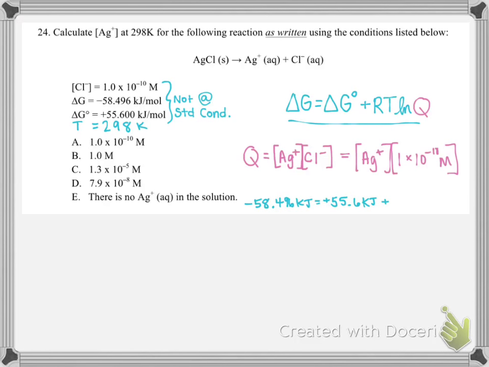plus R, so I need to put the R in kilojoules, so it's going to be 0.008314 kilojoules per mole Kelvin. Times temperature, which is 298 Kelvin, times ln of Q. So it's that times the ln of Q.